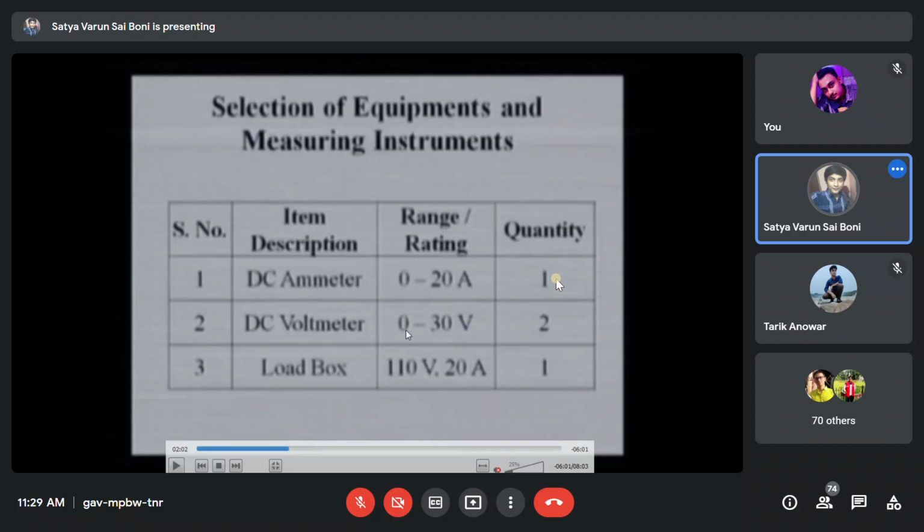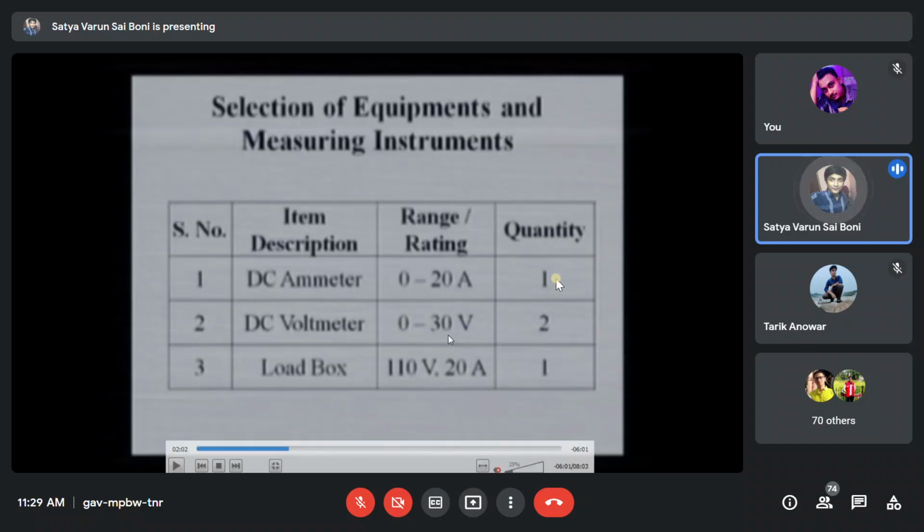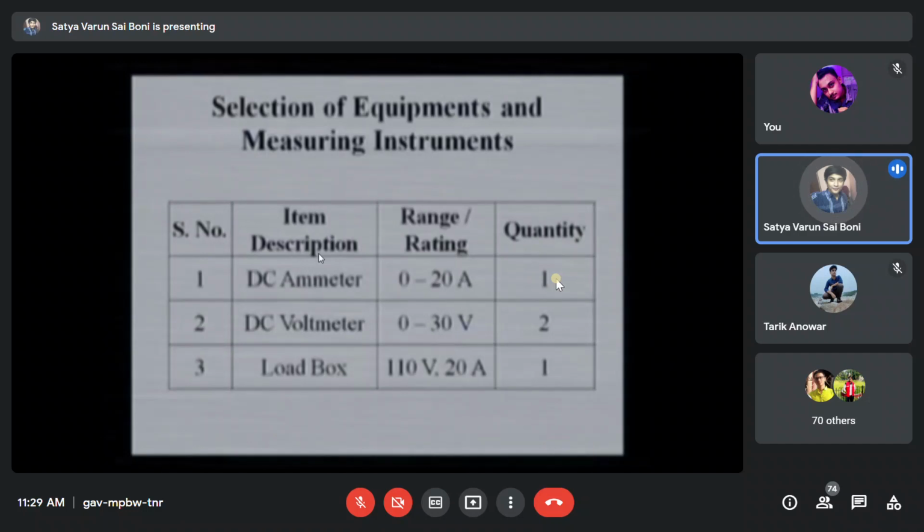So here we are using 0 to 30 volts. You can see it's 0 to 20. According to our requirement, we can use either. Here we have the availability of a 30 volt voltmeter, so we are using two quantities. This is how we generally choose the range of voltmeter, ammeter and load box in a real-time situation.